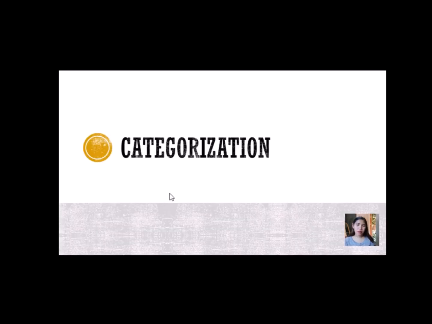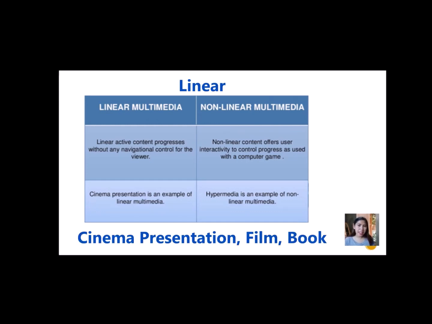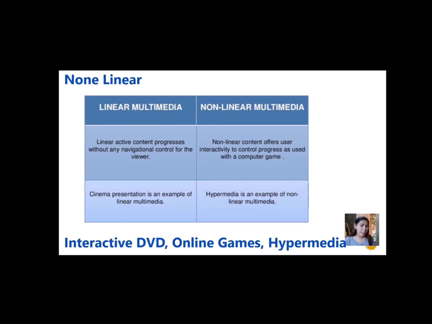Multimedia has two categories, linear and non-linear multimedia. In linear, active content progresses without any navigational control for the viewer. The best examples of this are a cinema presentation, a film, or a book. In non-linear multimedia, content offers user interactivity to control progress, as used with a computer game. Examples are interactive DVDs, online games, and hypermedia.